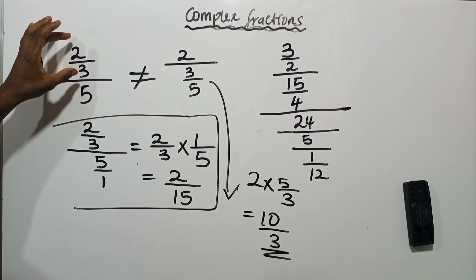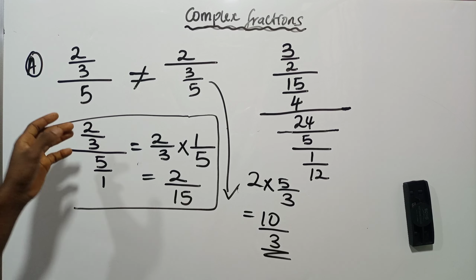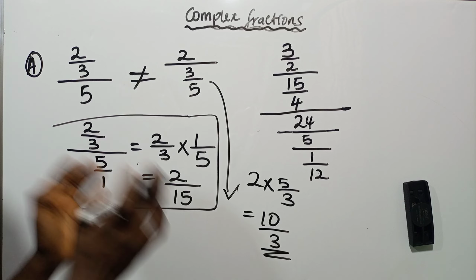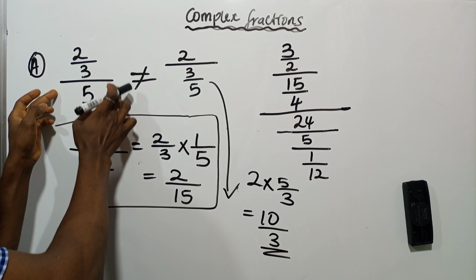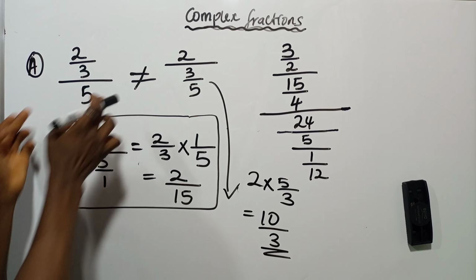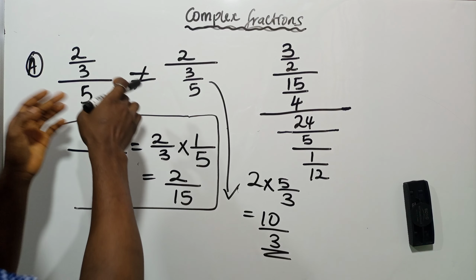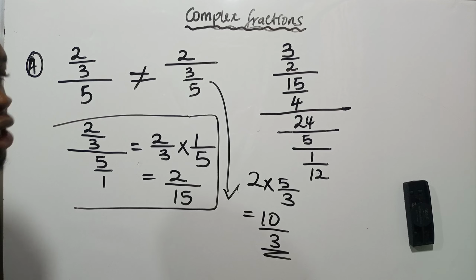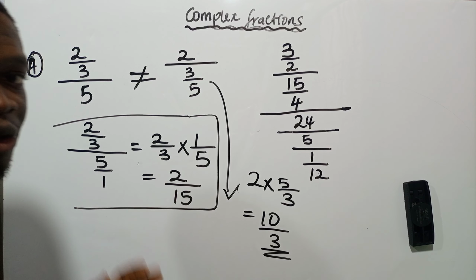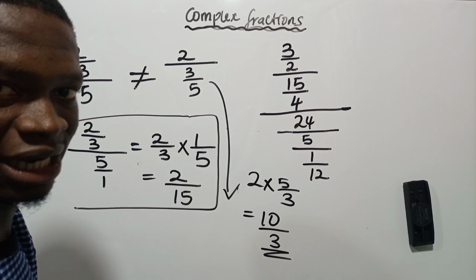So anytime you have a fraction over a number, just be careful with the bars. You understand? Just be careful with the bars. You get? So one bar must be greater than the what? The other. You understand? So it's not possible that the two bars will be the same. One must be greater than the other.